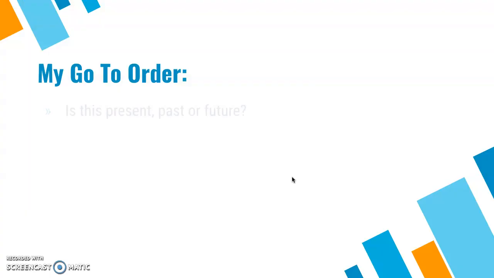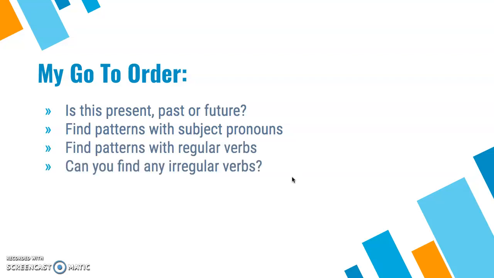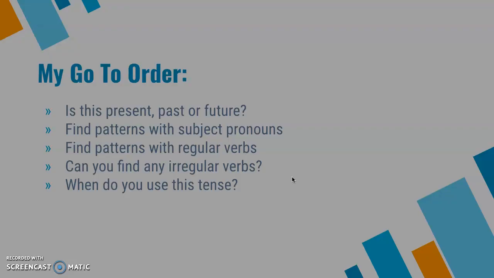So here's kind of my go-to order, right? I'll always start out by asking, is this present, past, or future? Just to give them that context. I'll ask them to find patterns with specific subject pronouns. I'll ask them to find patterns with regular verbs first. I'll ask them to notice any irregular verbs. And then I'll give them the whole, like, when do you use this tense? What's this tense really for?